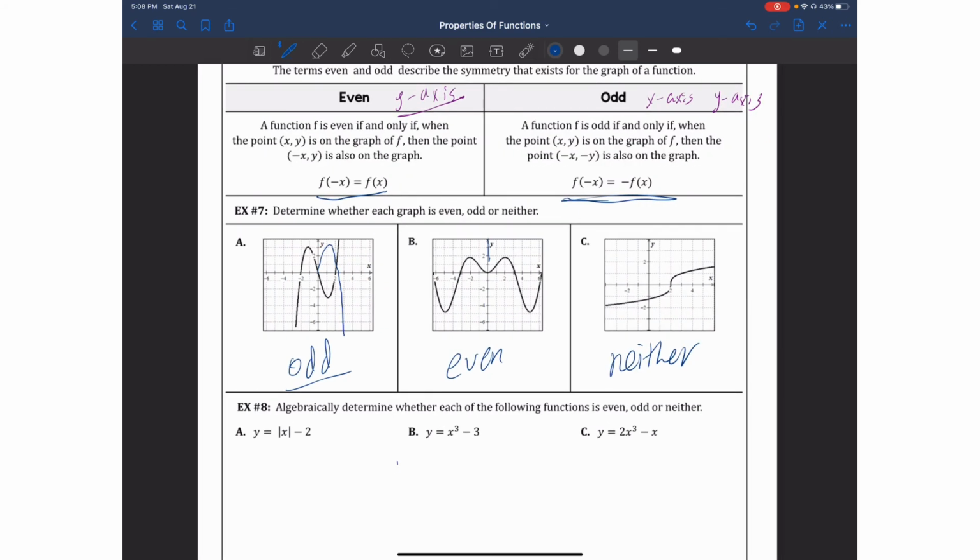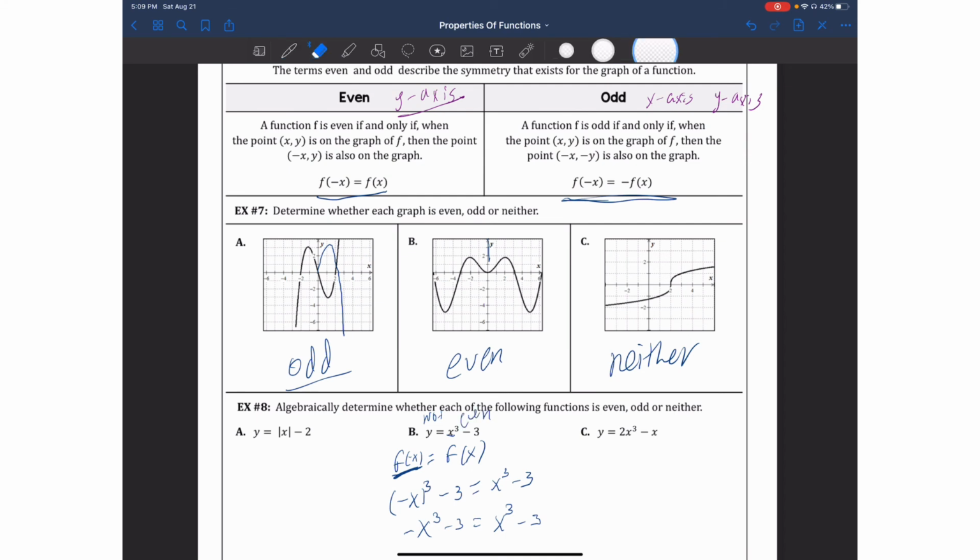So let's check if it's even first. So again, f of negative x is equal to f of x. So I'm going to take my original equation, and everywhere I have an x, I'm going to replace it with negative x. So negative x cubed minus 3, and I want to make sure that is equal to the original. When I cube a negative, the negative does stay, so that will be negative x cubed minus 3, and I want to check if it's equal to the original. There's an extra negative on it, as you can see. So B is not going to be even, but it could still be odd.